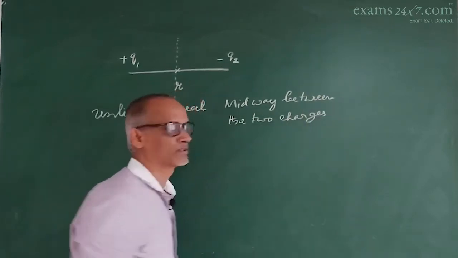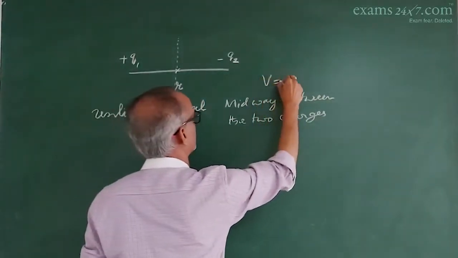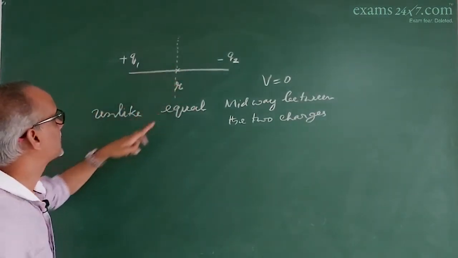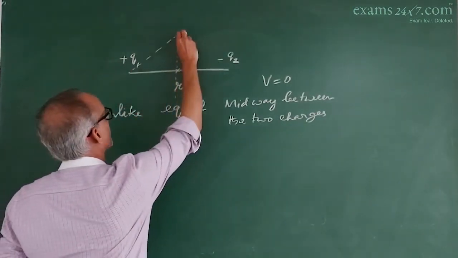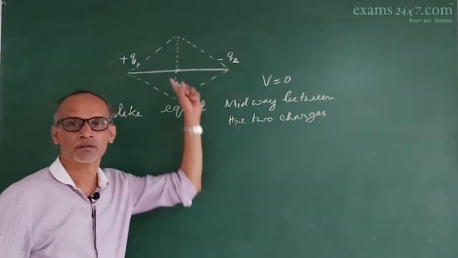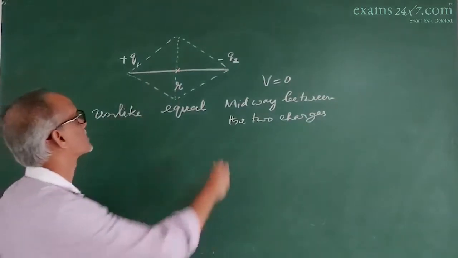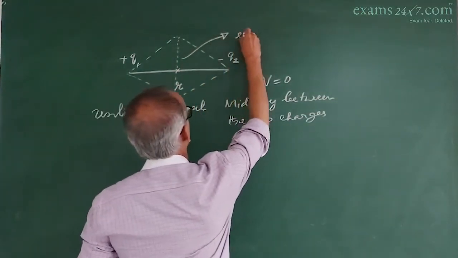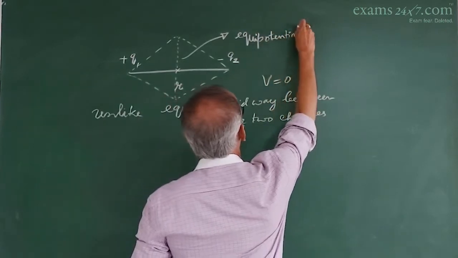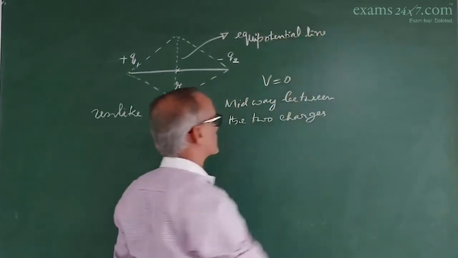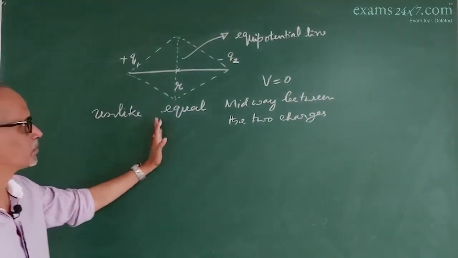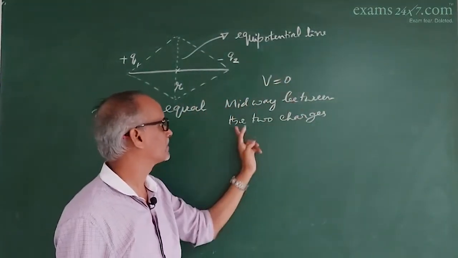So midway between the two charges, net potential is 0. Not only here, at any point on this line it is 0 because these points are at equidistance from both the charges, and this particular line is called an equipotential line. So for unlike charges of equal magnitude, we get a point of 0 potential exactly midway between the two charges.